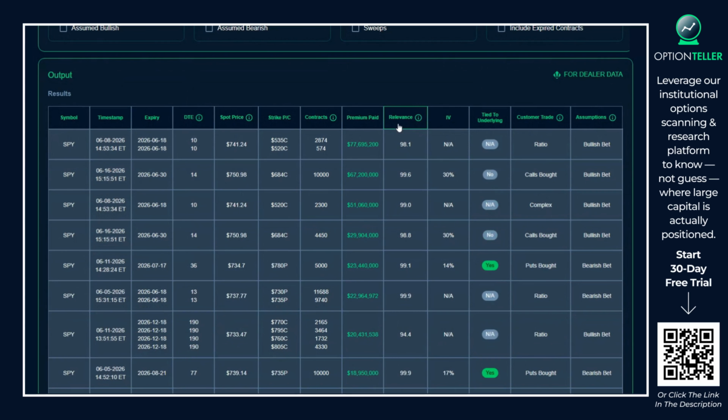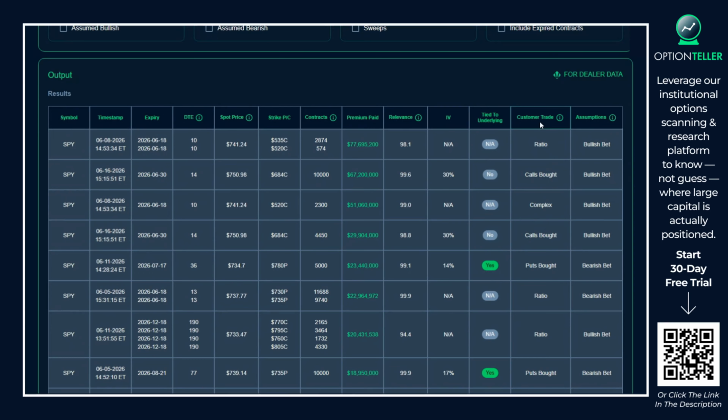The relevance column shows the short-term conviction of the trader. The higher the number of relevance, the more short-term conviction the trader has on their trade. IV represents the implied volatility of the options traded if it was a single option. Tied to underlying means that an equity trade was tied to this option trade. If it says yes, that means there were equities traded underneath.